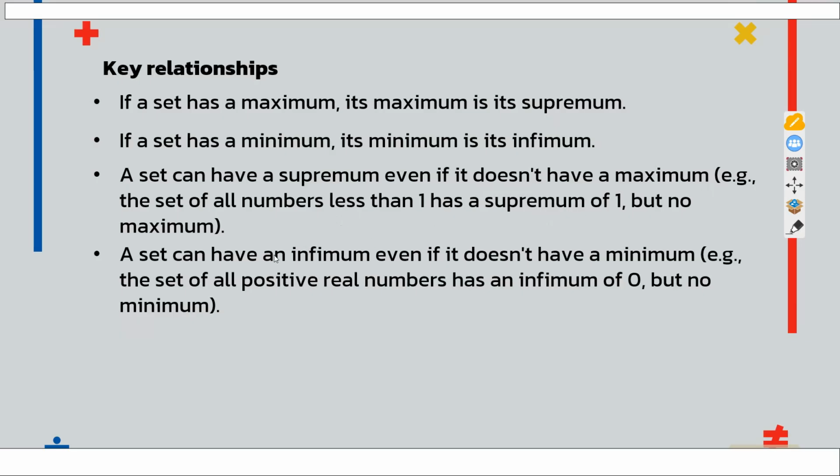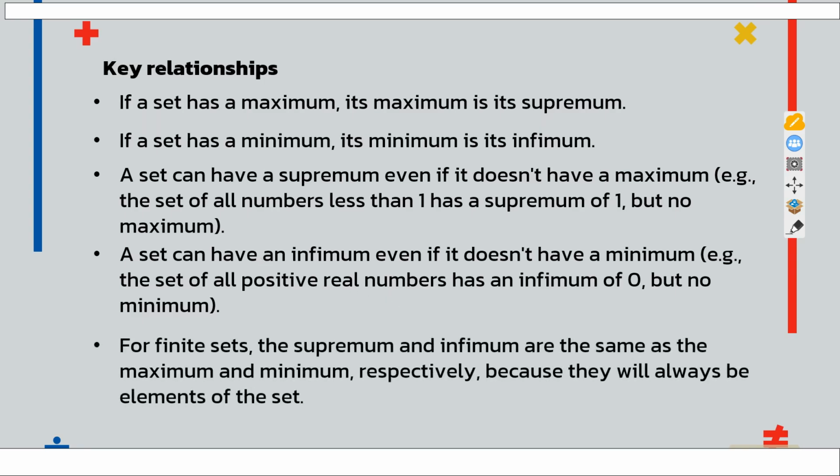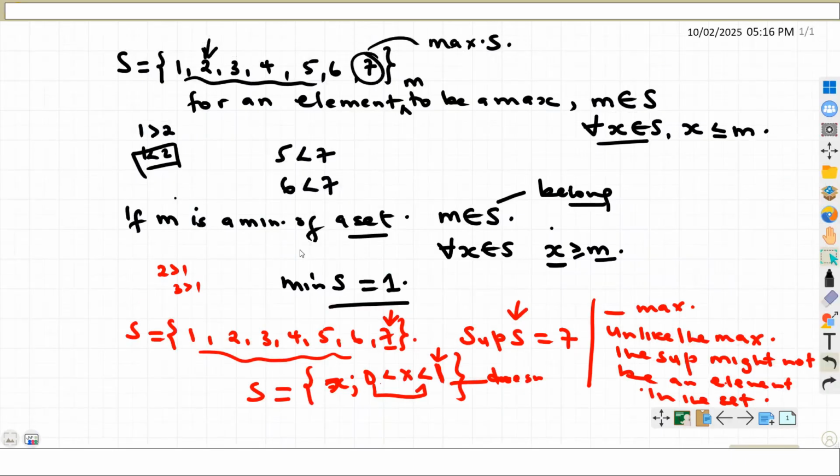That is about the key relationships, and lastly, we shall be saying that for finite sets, the supremum and infimum are the same as the maximum and minimum respectively, because they will always be elements of the set. That is one of the examples that we did here. This is a finite set. This set has a finite number of elements. So for any finite set, the supremum will always be the maximum, and the minimum will always be the infimum.